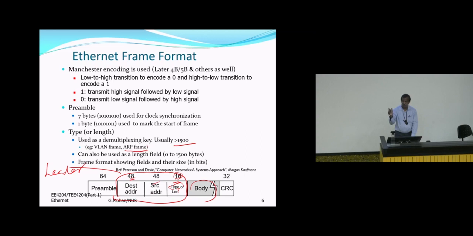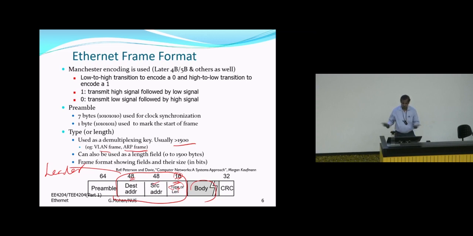I don't remember the number, but if you look at the literature, that number is more than 1500. Similarly, later you will see it can be a VLAN frame. If it's a VLAN, virtual LAN frame, there will be a VLAN tag. This will be indicated here. It's not a normal Ethernet network. It's a VLAN-based network.